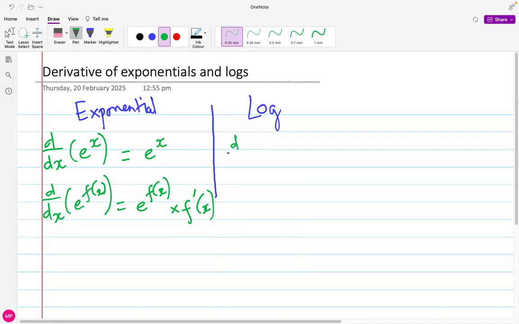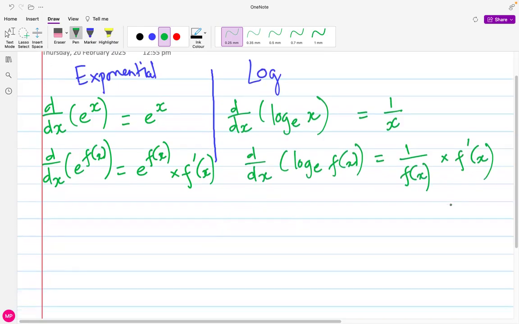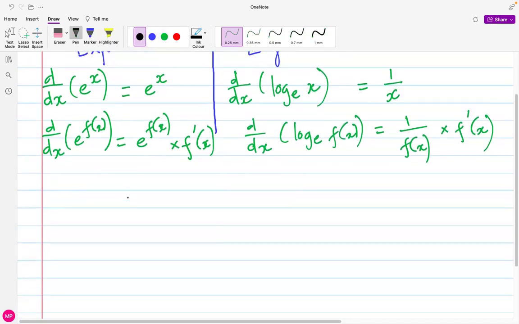And similarly, the derivative of log a of x will just give you 1 over x. So if you want the derivative of log a of f(x), that will give you 1 over f(x), and then you're going to times that by f dash of x. So pretty much similar. Now we're going to go over a few examples of how to apply those formulas.